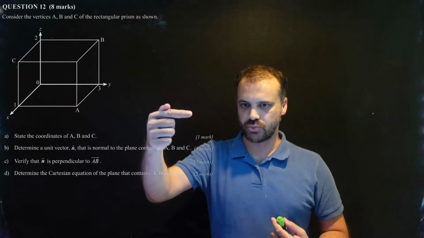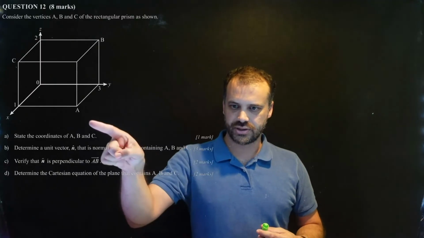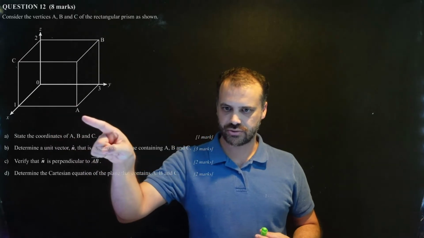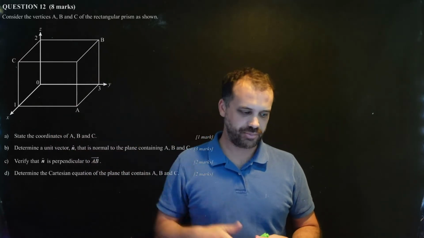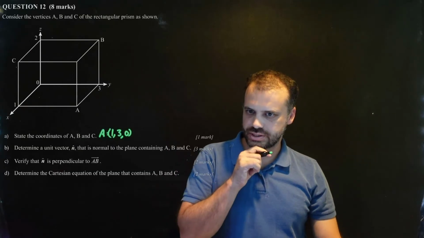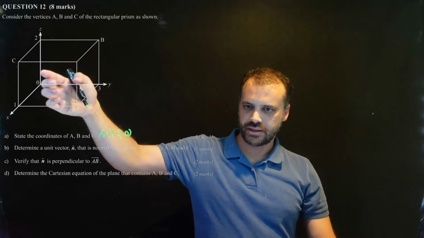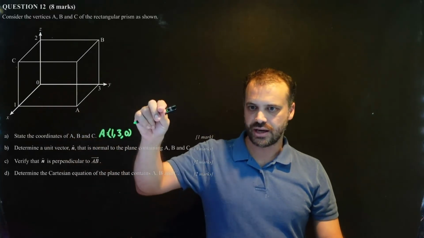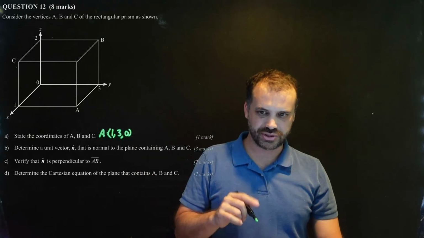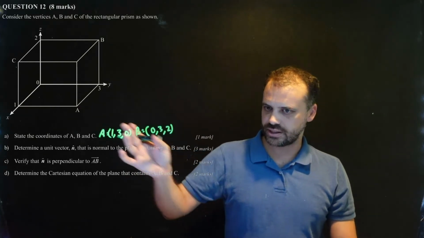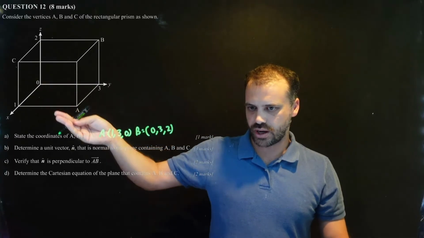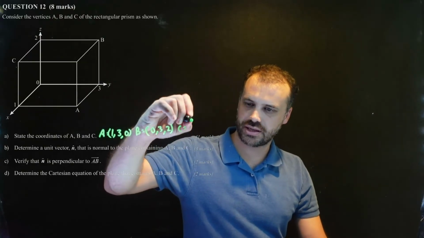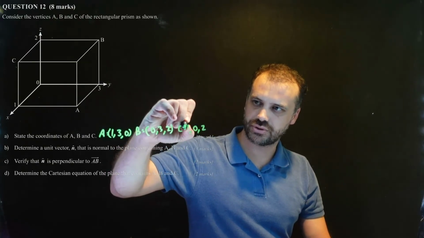X comes out of the page, Y that way, and Z that way. So this is point A. Its coordinates are 1 this way, 3 this way, and it hasn't gone up at all. So A equals 1, 3, 0. B is way up here. It hasn't gone out of the page, so 0, but it has gone across 3, and it has gone up by 2 units. So 0, 3, 2. And then finally, we have point C, which is 1 this way, nothing across, but then 2 up. So C equals 1, 0, 2.